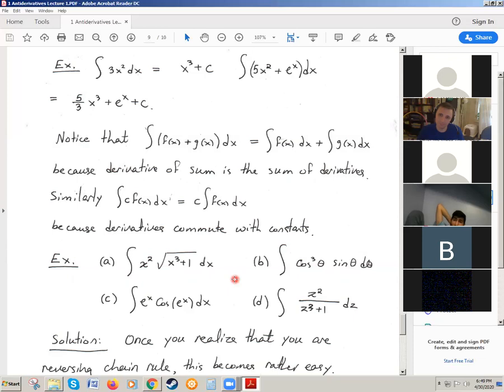Z squared? Why? I don't know. I thought that, but then I'm like, why shouldn't it be z to the third plus 1 then? It wouldn't make sense.